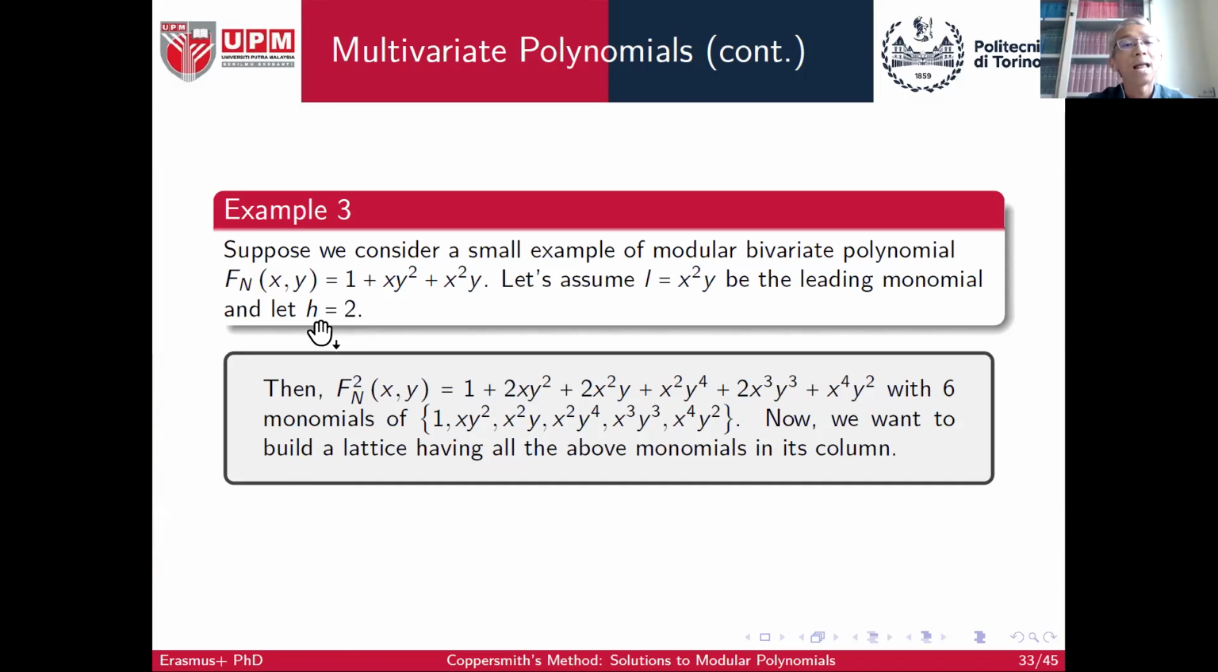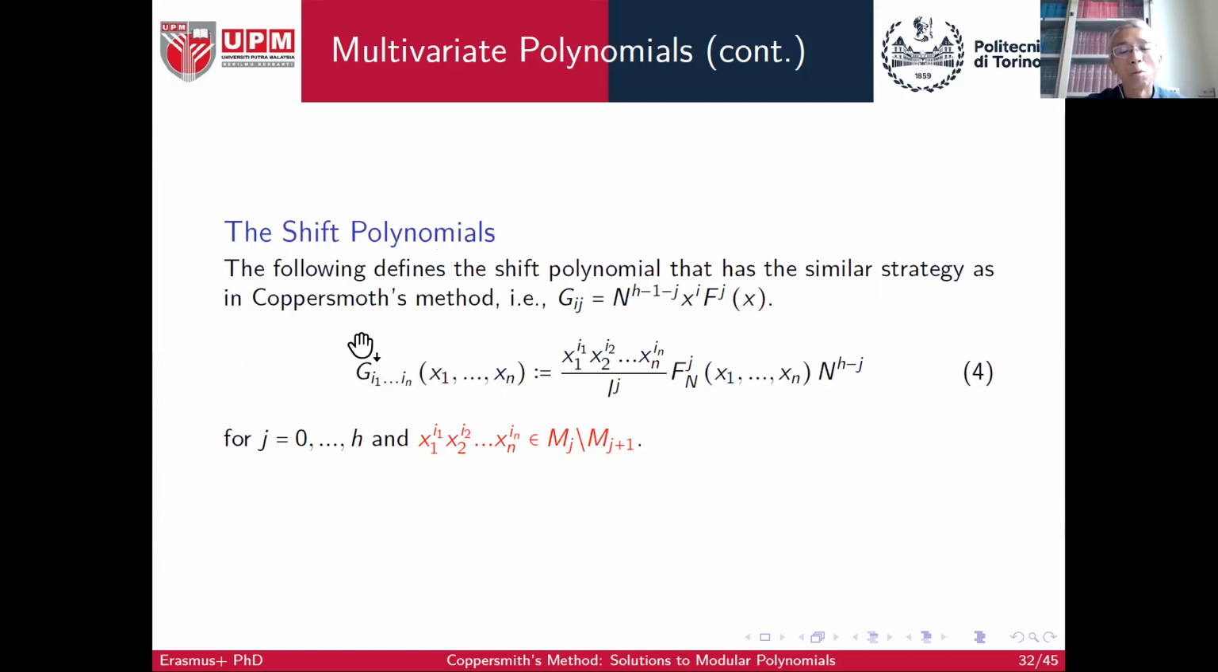Since we have let h equal 2, expanding f squared, we have this expression. And notice that there is a total of 6 different monomials in the set. So we've collected all the monomials. So this is the set of the monomials. Now we want to build a lattice having all the above monomials in the columns. So after having this set, next our target is to build this.